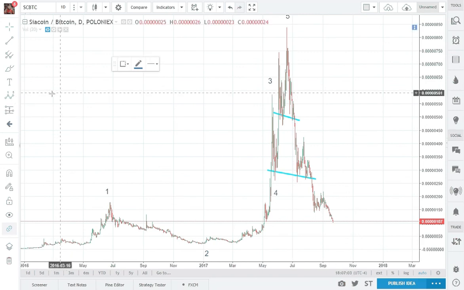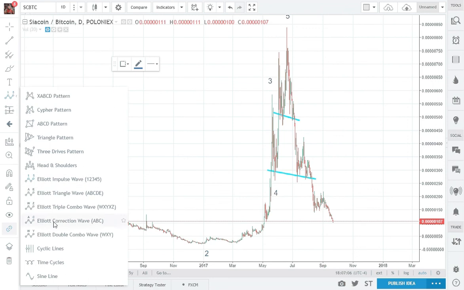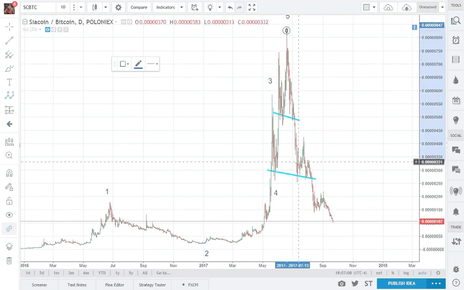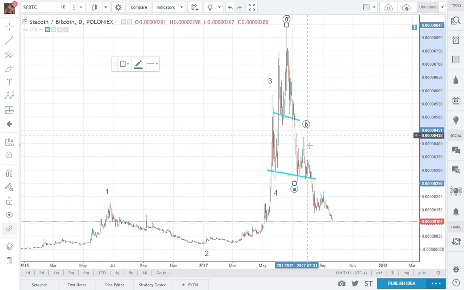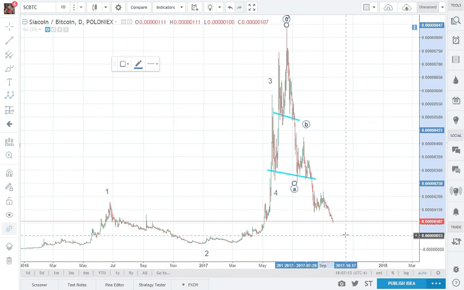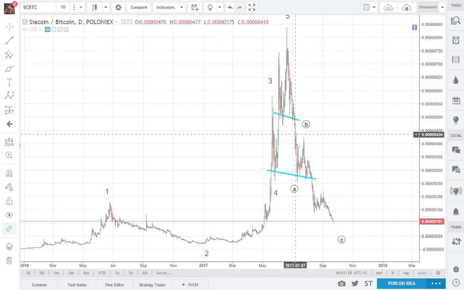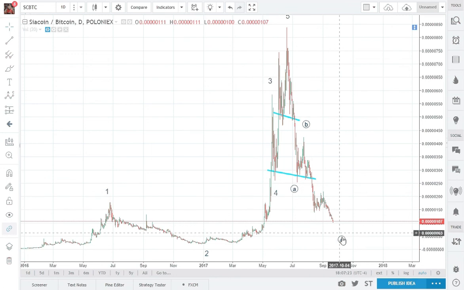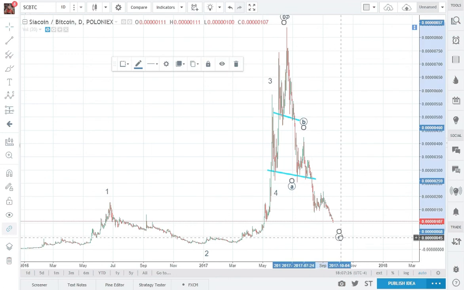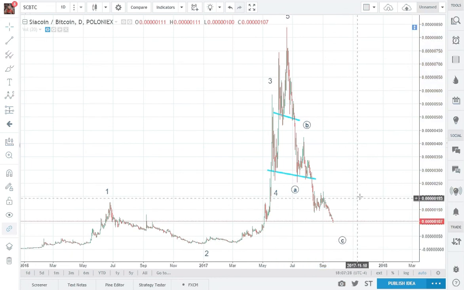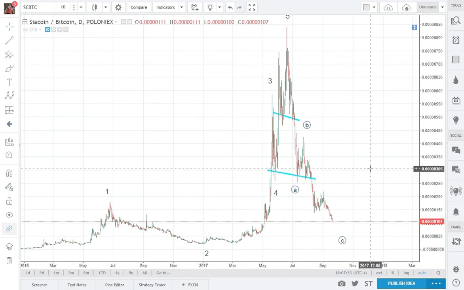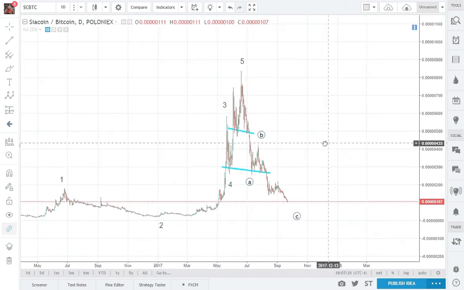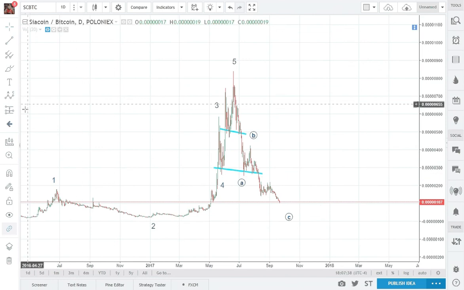And then let's count the corrections. A, B, probably down to this support area maybe. C. 1, 2, 3, 4, 5. 1, 2, 3. 1, 2, 3, 4, 5. It's almost done. The pain is almost over on the correction side. I would start building some ladders.